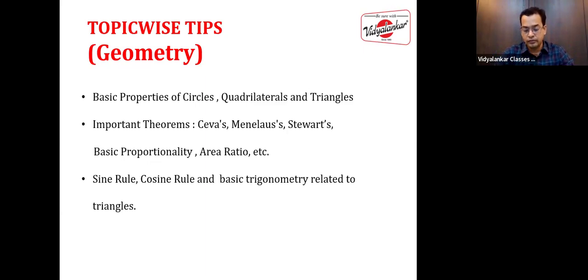Also in geometry, they may expect a bit of knowledge of trigonometry connected to triangles like sine rule, cosine rule, and a few other properties, for example, area of a triangle, projection formula. So these kinds of things, the trigonometry which is connected to geometry, not the complete trigonometric identities part, but the trigonometry which is directly connected with triangles. So you will have to look at that once.